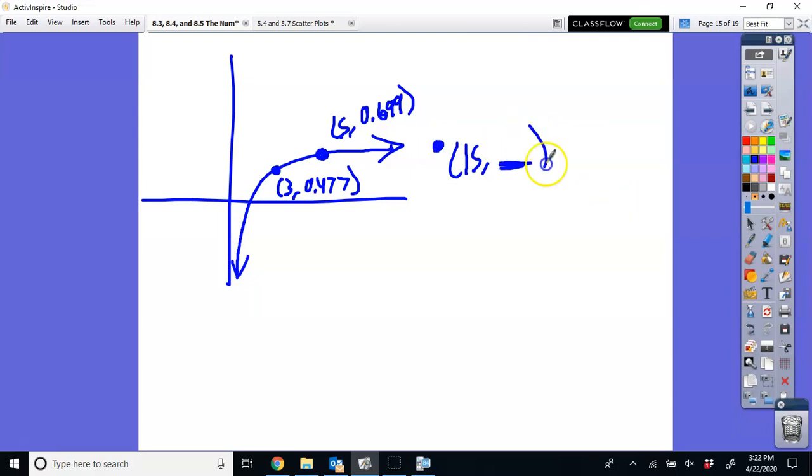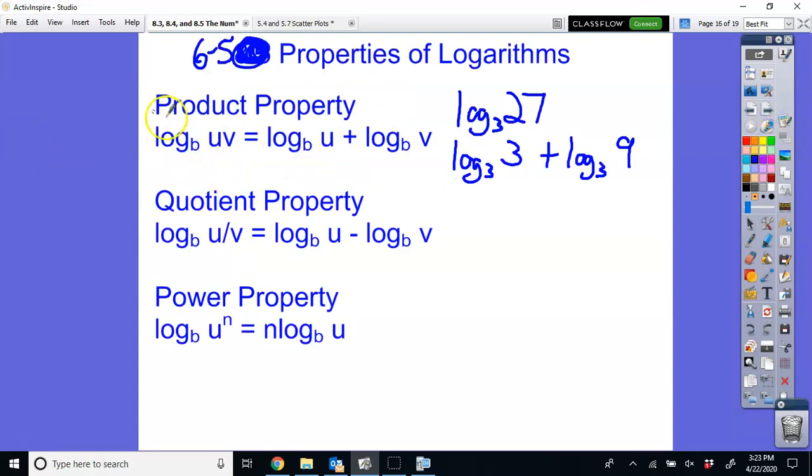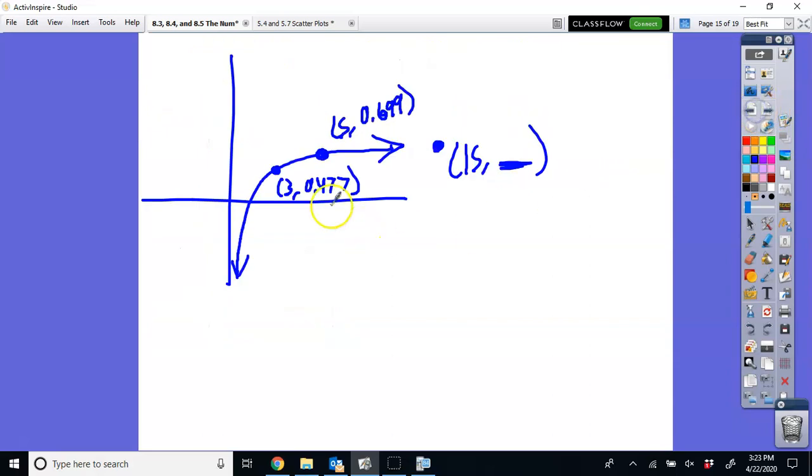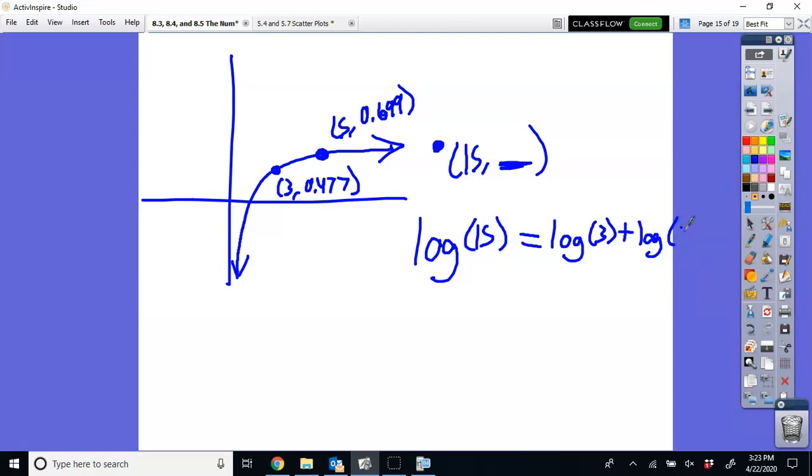I could find the y value really quickly because of this first property that says if you have two things inside here that are multiplied together, you can split them apart into two logarithms that are adding, if you know factors of the number on the inside. In other words, if I know I want to find the logarithm, and this particular base is base 10, by the way, log base 10 of 15, I can find the answer to that by doing the log base 10 of 3 plus the log base 10 of 5.